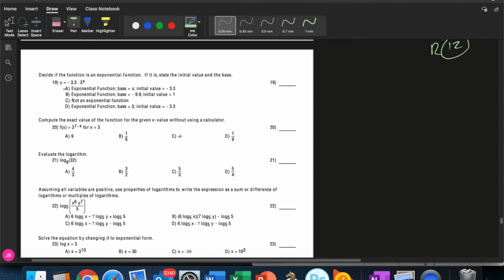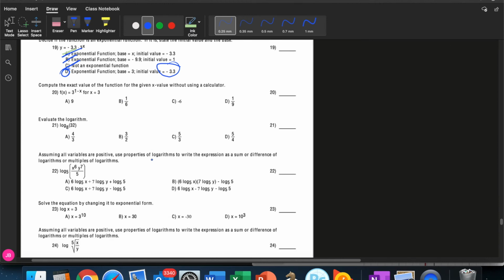So if we look at this, this has a base of x. That's not it. That's not it. B is not it because it has a base of negative 99. It makes no sense. This is an exponential function, so this is going to be your answer. And then obviously negative 3.3 is going to be your initial value. It's whatever comes in front of the base.